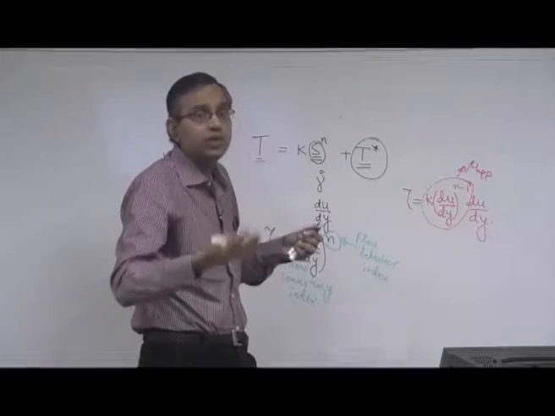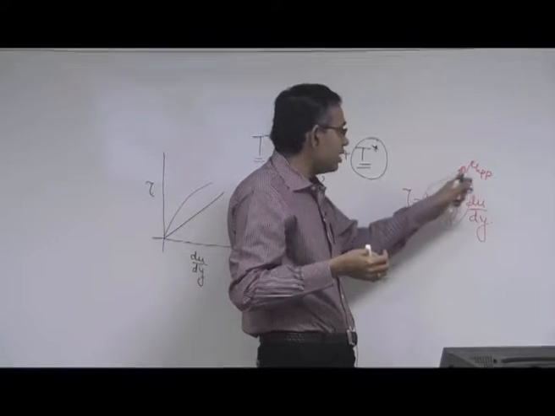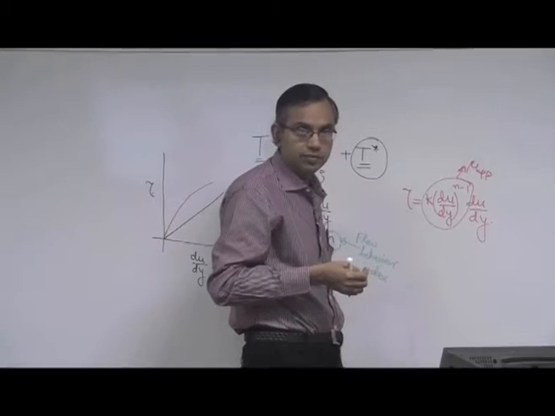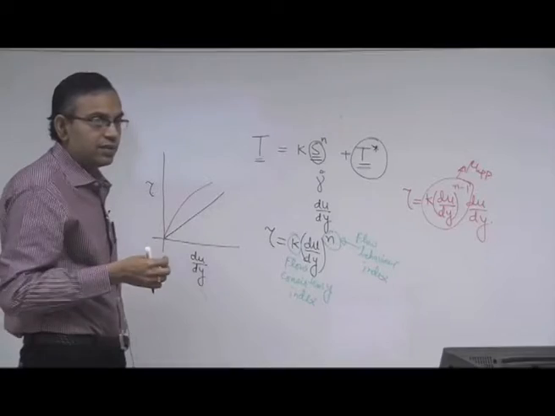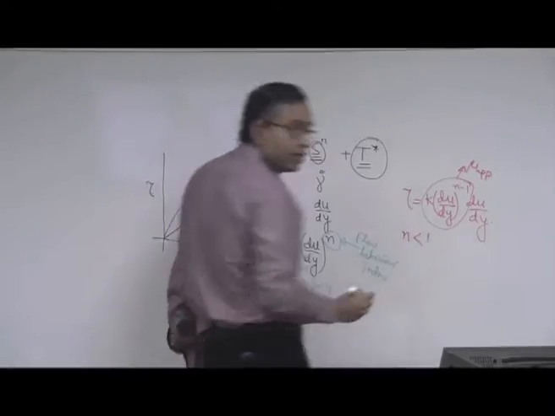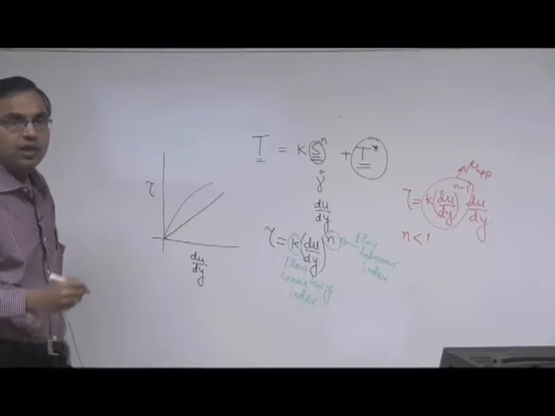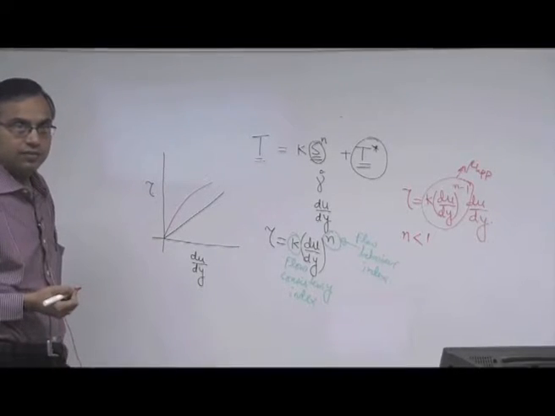if it could be treated as a Newtonian fluid, what could be the possible viscosity? That is called the apparent viscosity, and the apparent viscosity will depend on the shear rate. So, typically that occurs for n less than 1, where the apparent viscosity is actually decreasing with increase in shear rate.